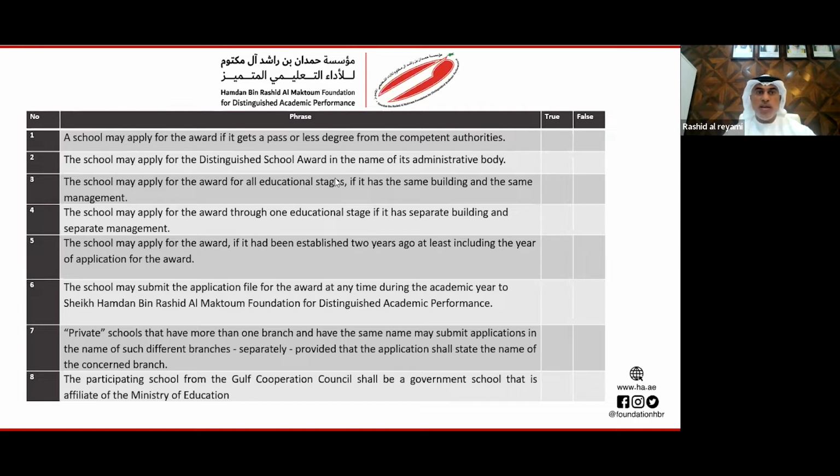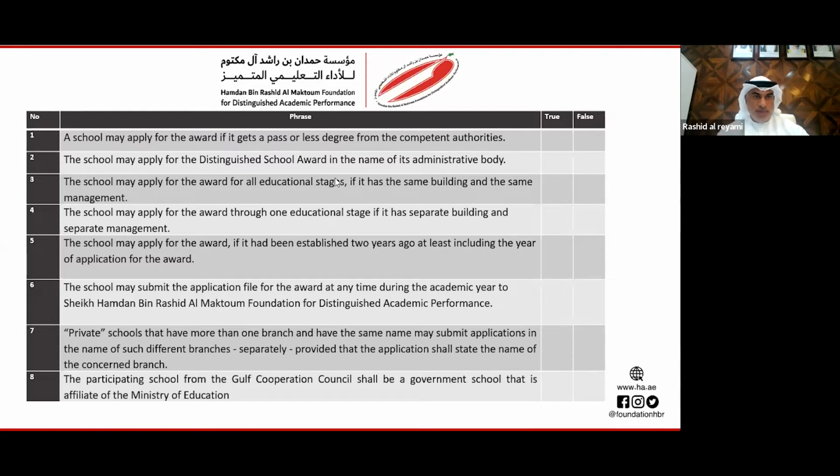The school may submit the application file for the award at any time during the academic year to Sheikh Hamdan bin Rashid Al Maktoum Foundation for Distinguished Performance. False. There is a certain time we cannot pass. We cannot pass the deadline. Okay.